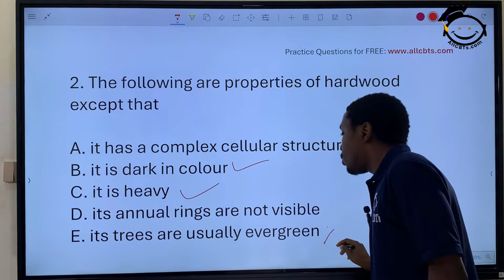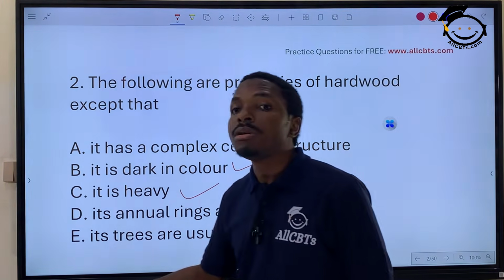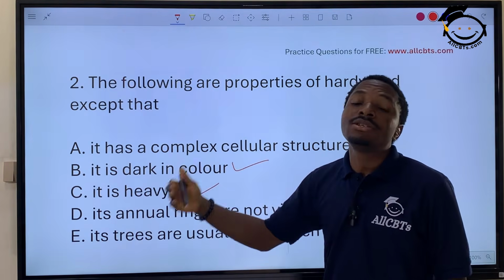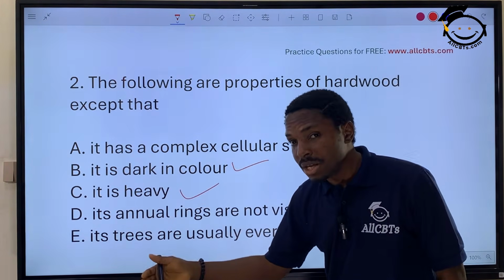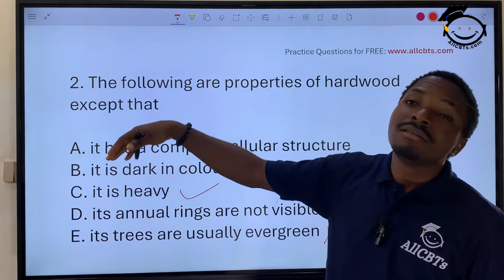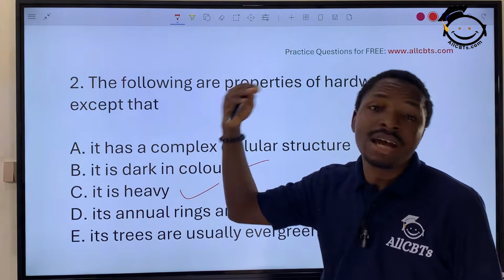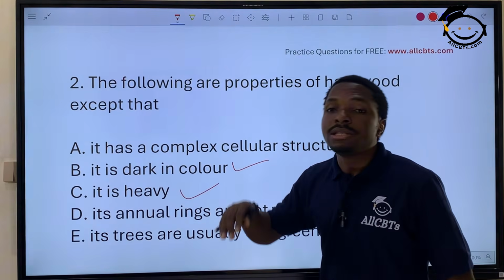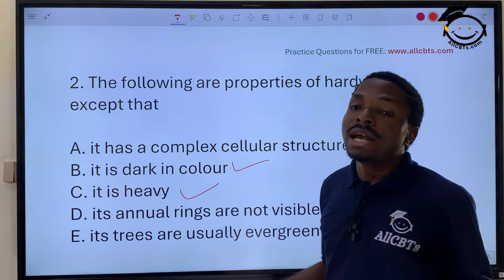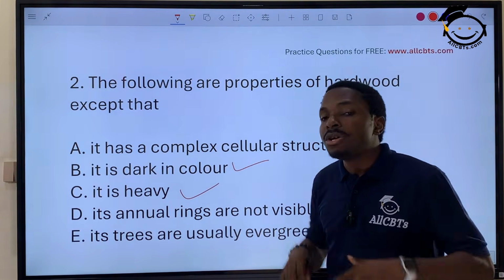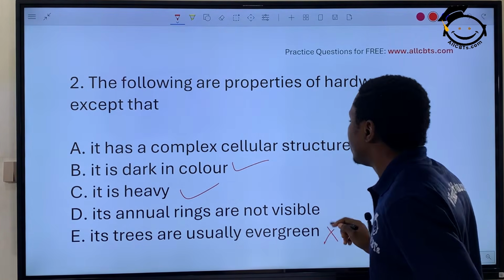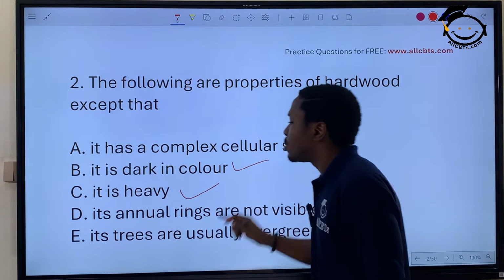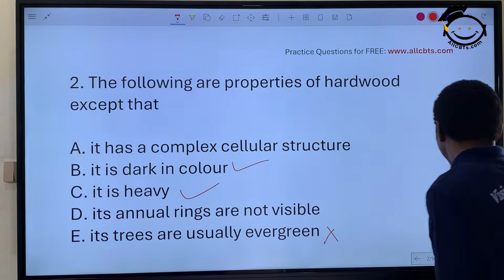This is wrong. Why? Because hardwood trees shed their leaves during the dry season. They are deciduous kinds of trees. Do you understand that? So they are alive all season. They do not die, no matter how harsh the climate is. Instead, they shed off their leaves so that they can manage the resources they have to stay alive. So this is not a property of hardwood. So the correct option is option E.